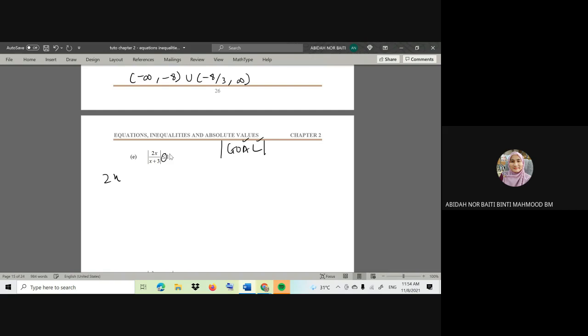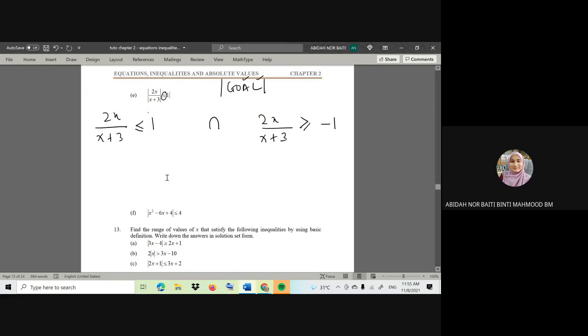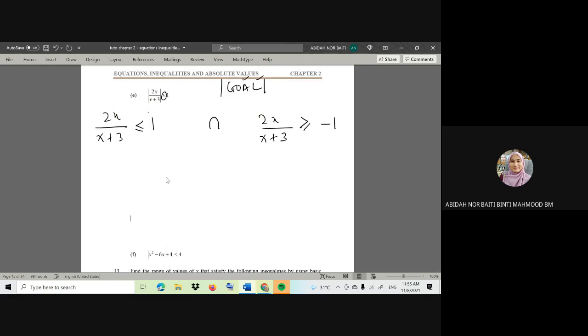Okay, so 2x over x plus 3 less equal positive 1, less n ya, and intersection. So 2x over x plus 3, satu positif, satu lagi negatif. Okay, negatif, change sign. Jangan lupa ya, change sign. And then we rearrange and equalize denominator.